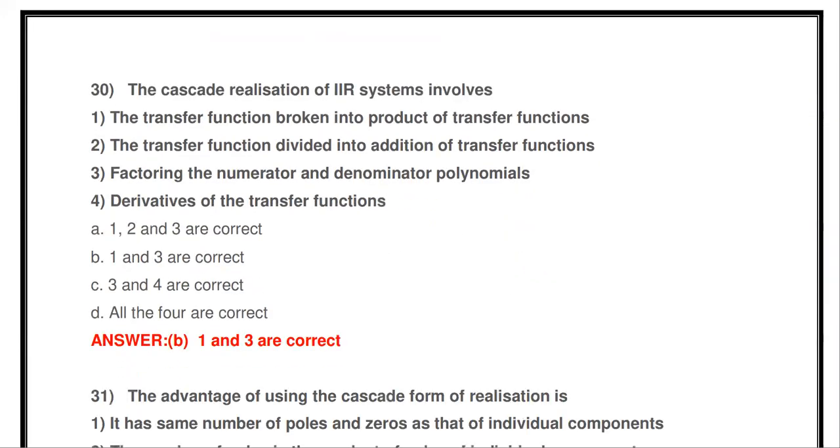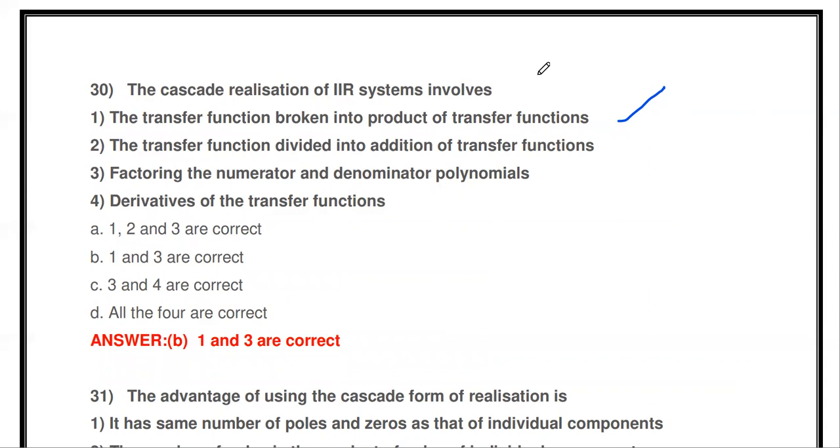Then the next question: the cascade realization of an IIR system involves the transfer function broken into a product of transfer functions. Yes, that is, H of s can be split as H1 into H2, or H of z can be split as H1 of z into H2 of z. The transfer function divided into addition, no. Factoring the numerator and denominator polynomial, yes. Okay, in order to split, we have to factorize the numerator and denominator polynomial. Okay, so 1 and 3 is the correct one in a cascade form realization.